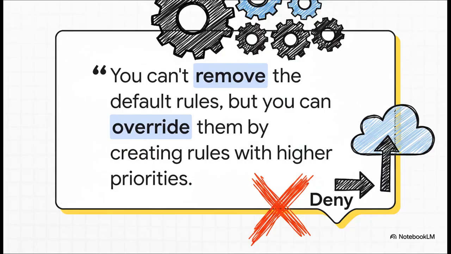Now here's the most important part about these default rules. You can't delete them. They're always there. But, and this is a big but, that doesn't mean you're stuck. You can override them. All you have to do is create a new rule with a higher priority, a lower number. So say you wanted to block all internet access. Just create a new deny rule with the priority of like 300. Since 300 is way lower than 65,001, your rule wins. The first match wins, remember?